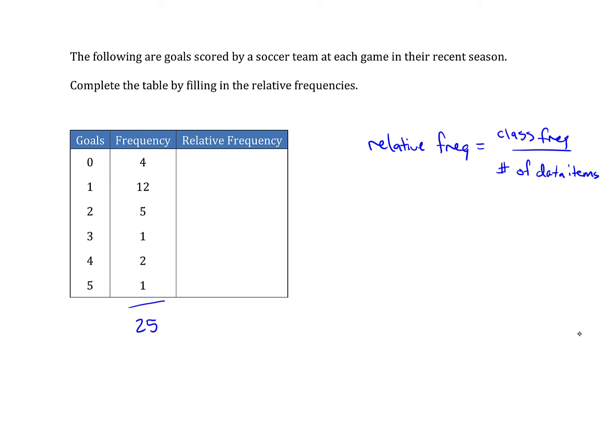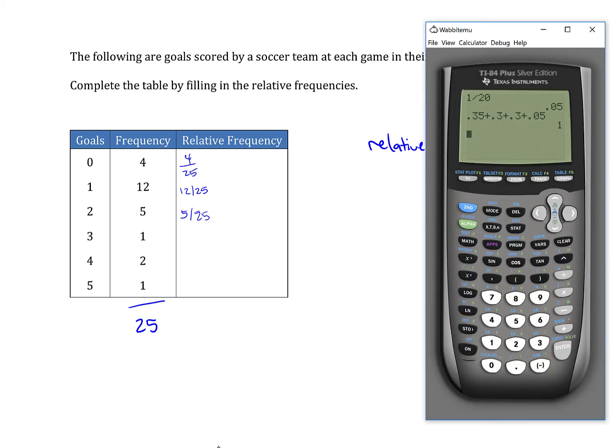So the relative frequency of the first class is going to be 4 divided by 25. Of the second class, it would be 12 over 25. And I'm going to just write it smaller so I can get it in there. And then 5 over 25, and so forth. So that is how we get each class's relative frequencies. So let's try it out on the calculator.